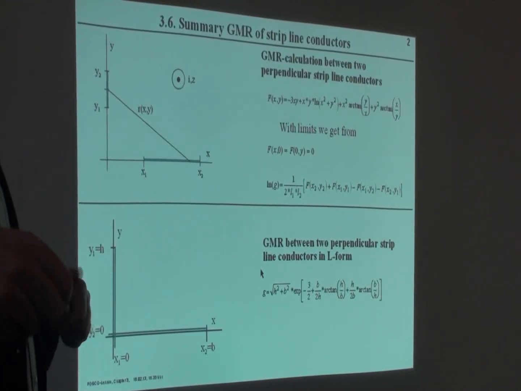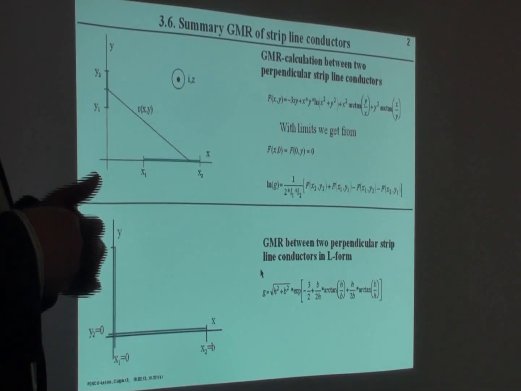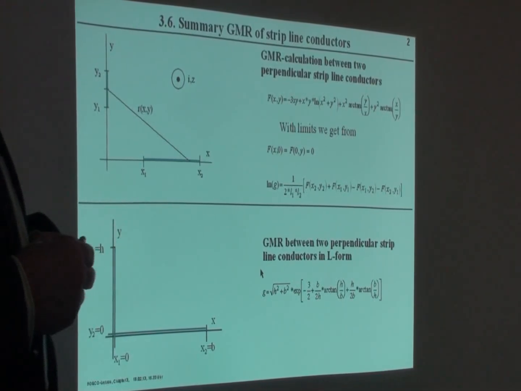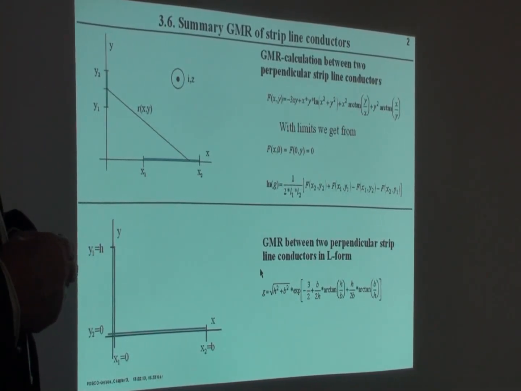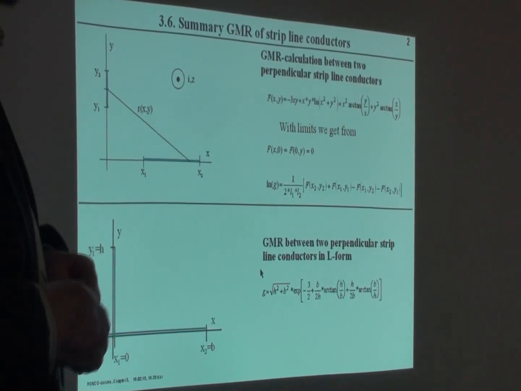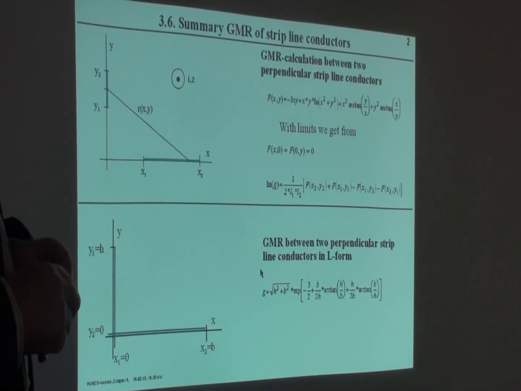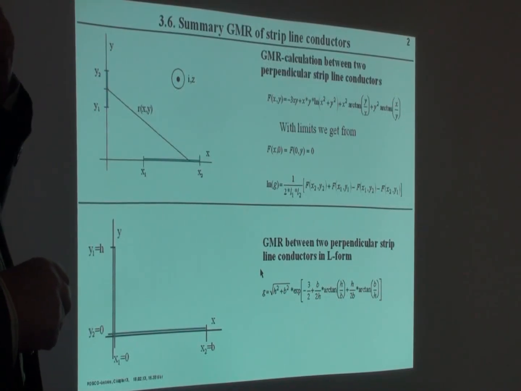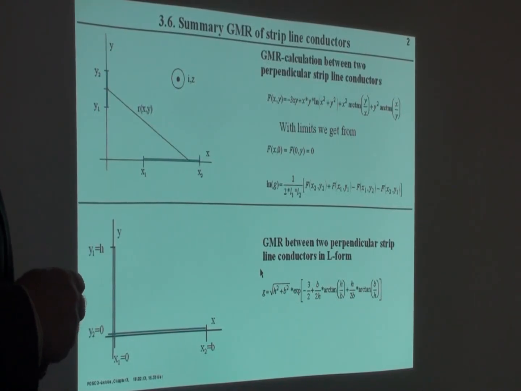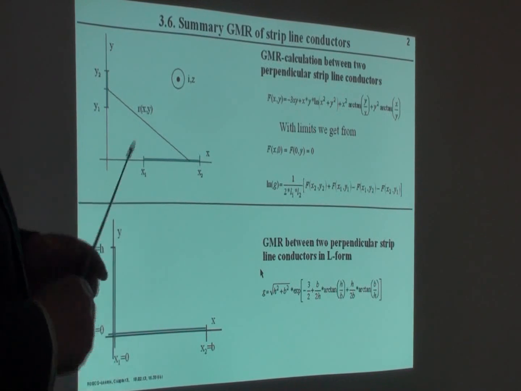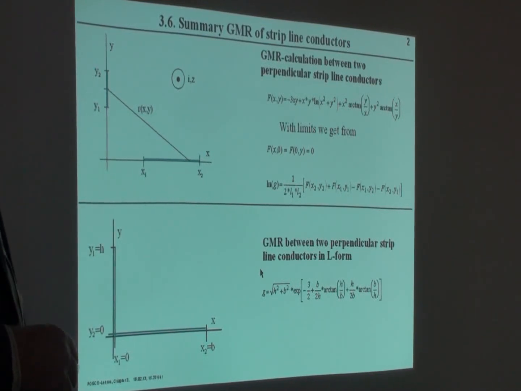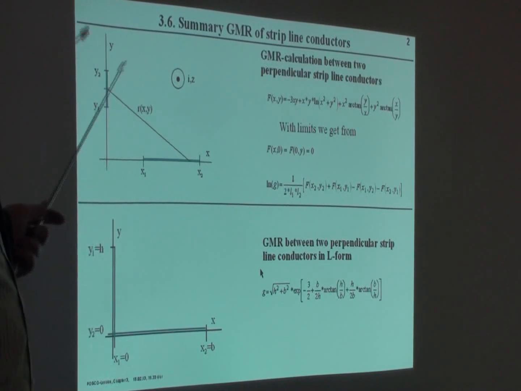And I made a lot of examples for the GMR calculation of electrode arms. That's a long part of the book, and I think we will talk about it tomorrow. But now we have to talk about these normal formulas.